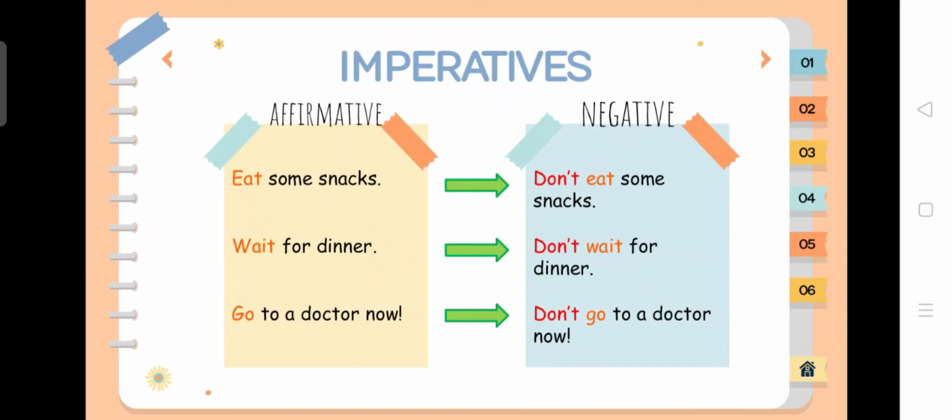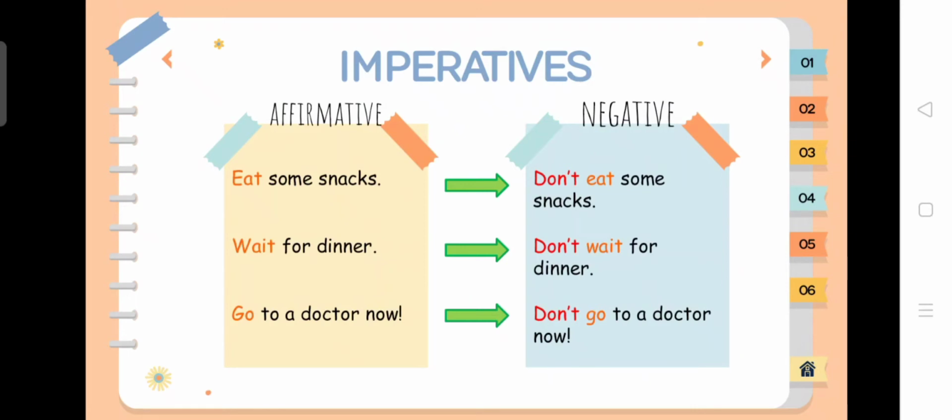Number 2, affirmative, wait for dinner. Negative, don't wait for dinner. Number 3, go to a doctor now. That is affirmative. And the negative, don't go to a doctor now.